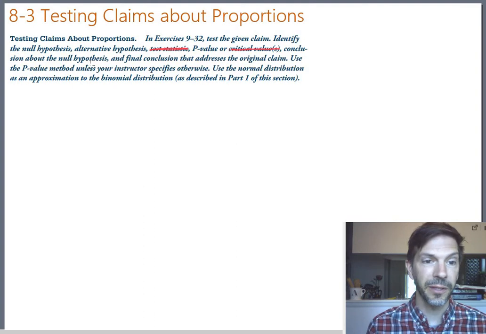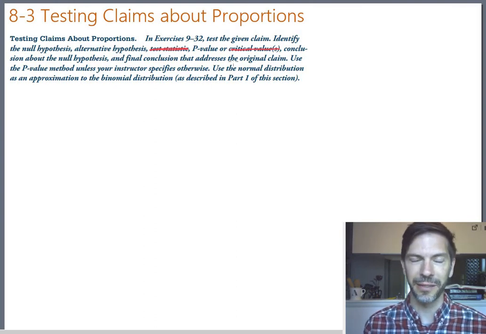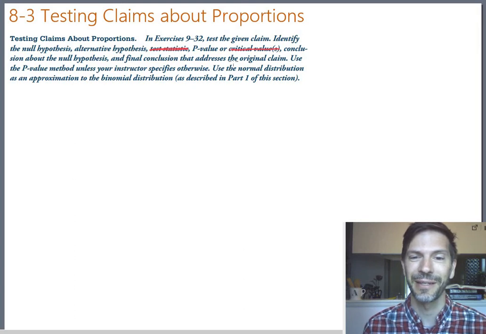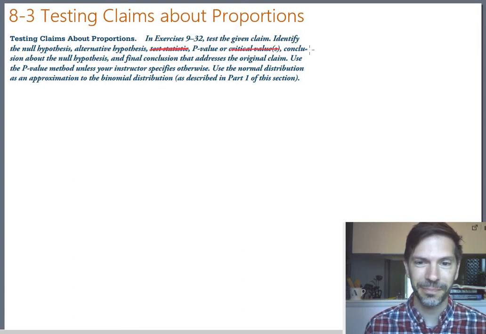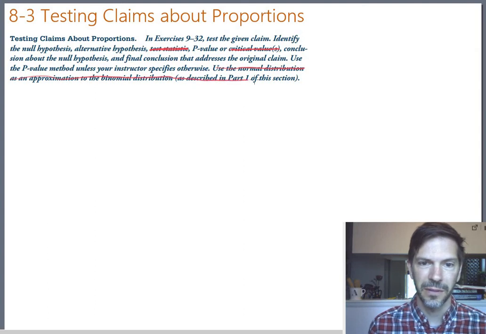But we also need the conclusion about the null hypothesis and the final conclusion that addresses the original claim. That's where we make a normal, plain English language sentence that anybody can understand. It says use the p-value method unless your instructor specifies otherwise. Use the normal distribution. We don't even need to think about this sentence right here, so you can ignore that too. StatDisk is going to take care of that part of the number crunching for us.